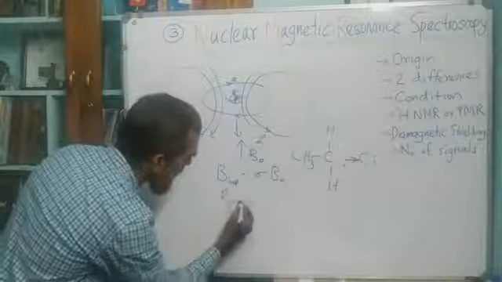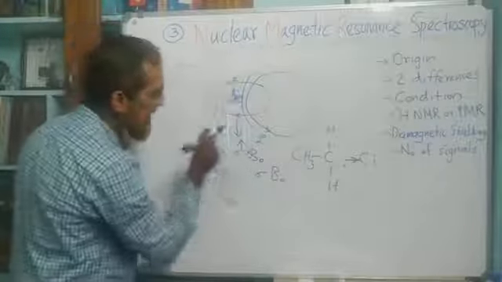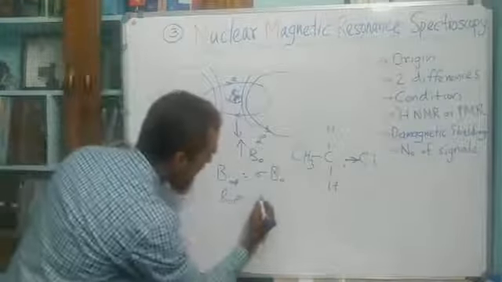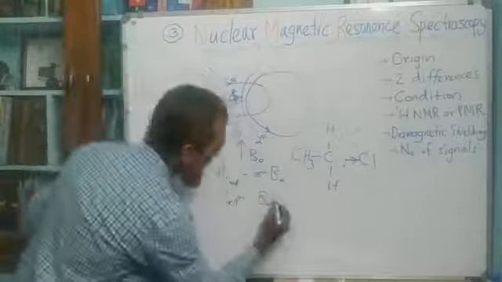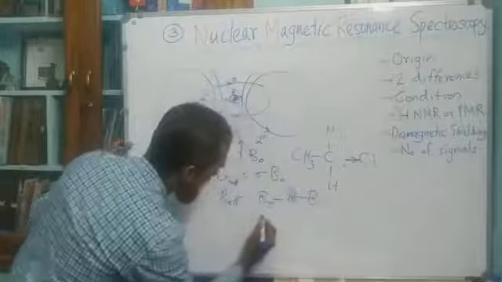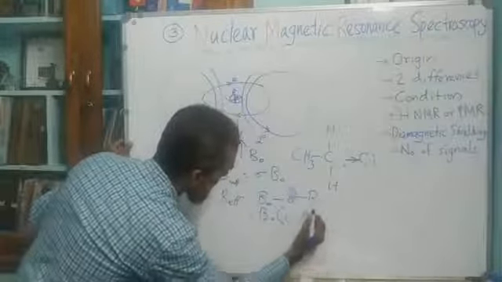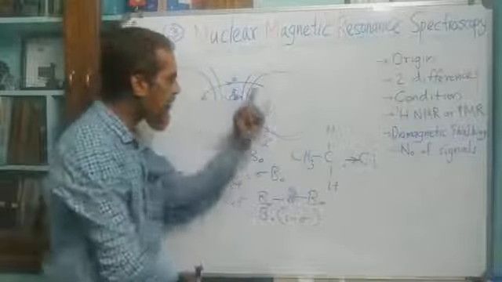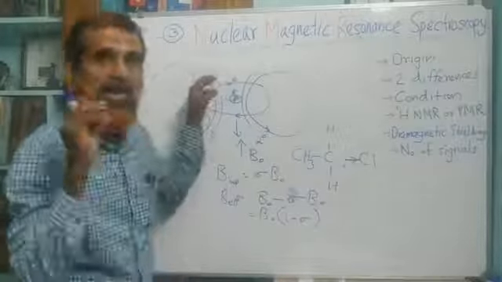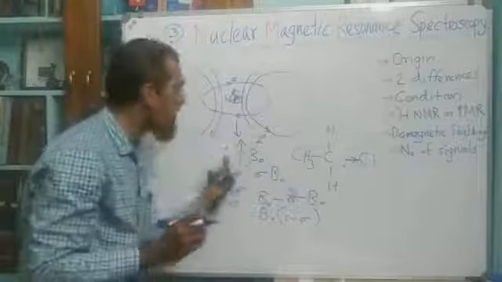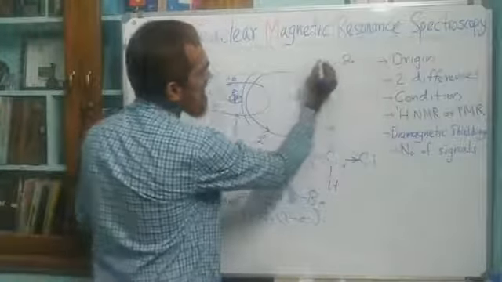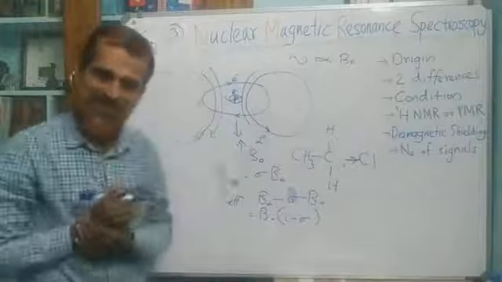So the effective field felt by this nucleus will be less than the applied. You are applying this, but there is something opposite. So the effective field felt by the nucleus will be B0 minus sigma B0, that is equal to B0 into (1 minus sigma). The point is that due to this secondary field generated by the circulating electron, the nucleus will be getting only a reduced field compared to the applied. When the field strength changes, the frequency also changes, correct?